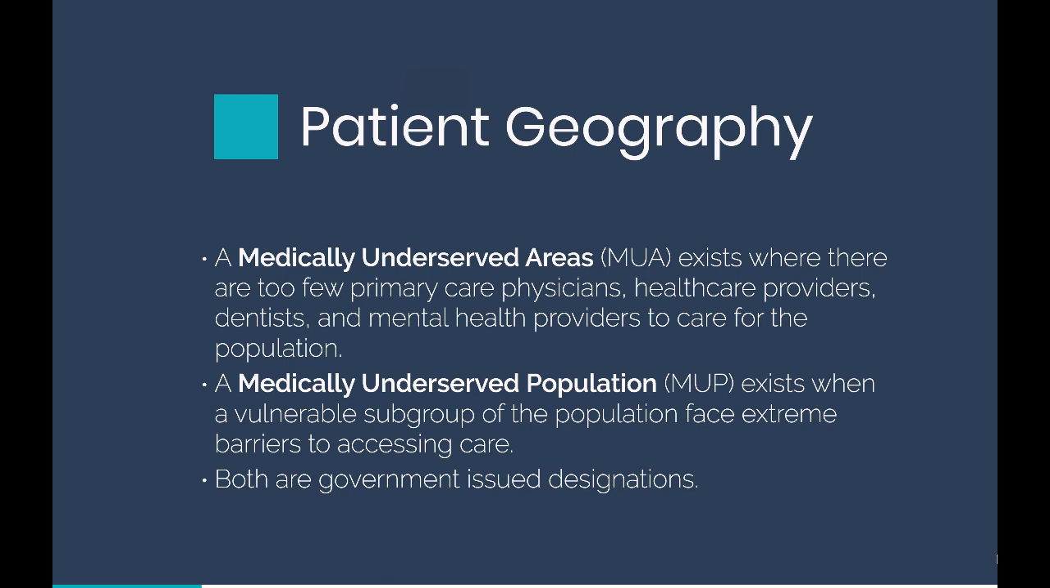Two acronyms, MUA and MUP, are frequently used in telemedicine. A medically underserved area, or MUA, exists where there are too few primary care physicians, healthcare providers, dentists, and mental health providers to care for the population. A medically underserved population, or MUP, exists when a vulnerable subgroup of the population faces extreme barriers to accessing care. It is of value to remember both are government-issued designations and carry important weight for telemedicine policies and reimbursement. We will continue more on this topic later.